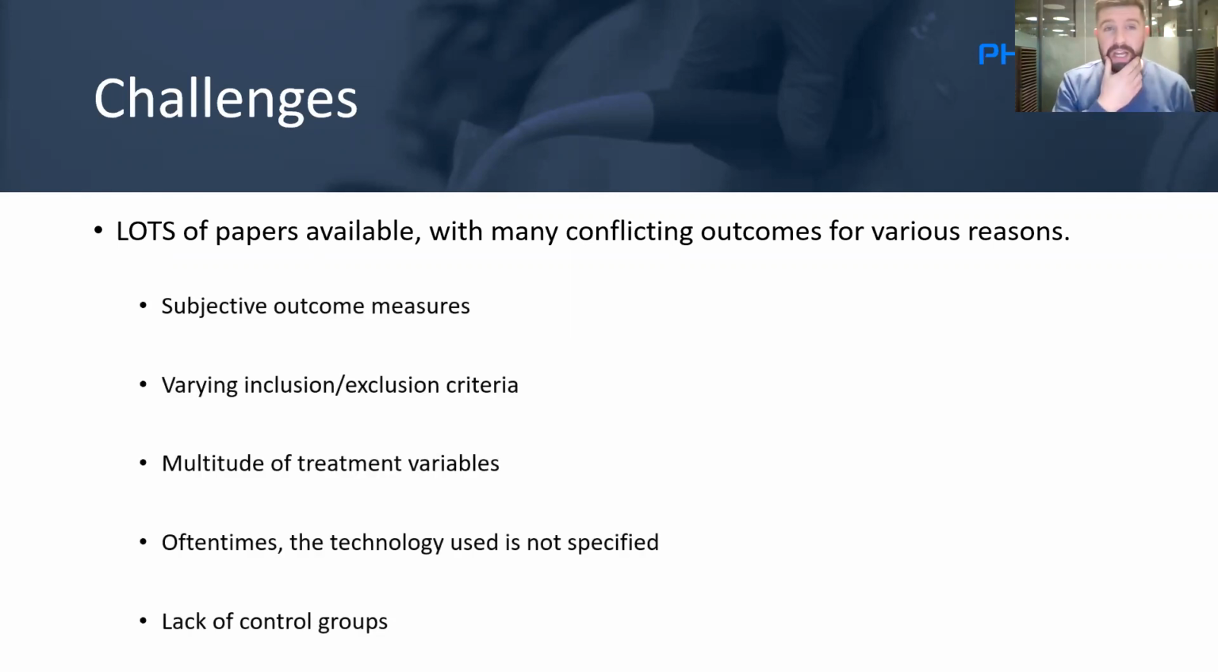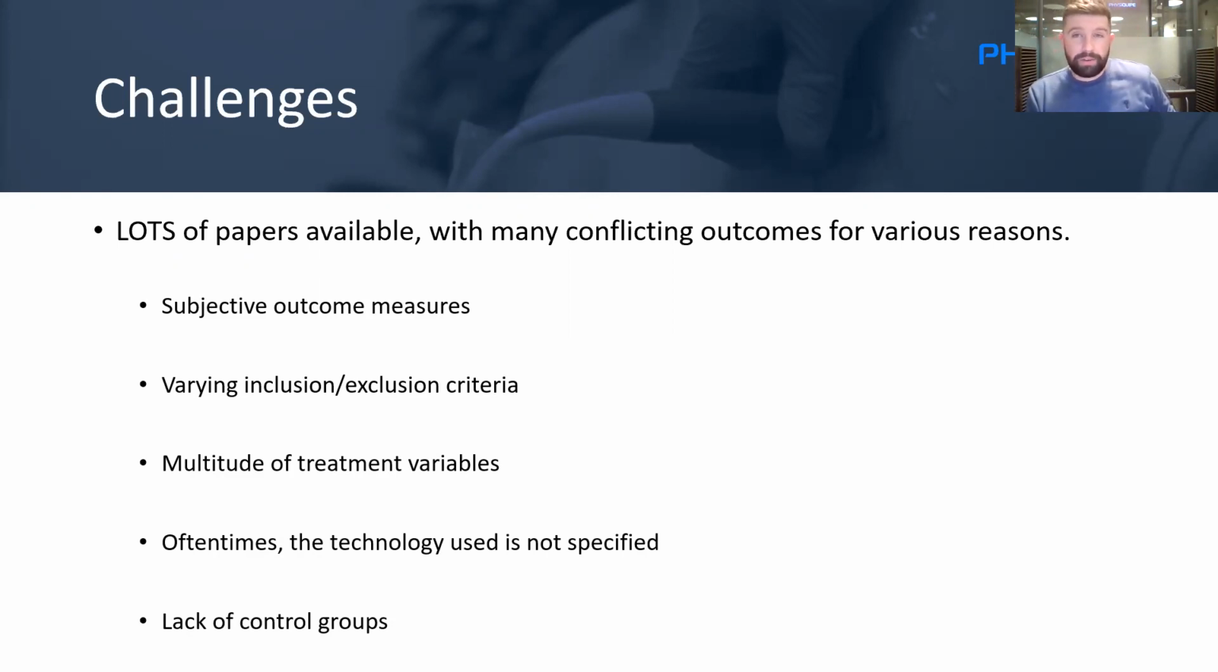Some of which we've listed here. So subjective outcome measures is one. Varying inclusion exclusion criteria is very different from paper to paper. Lots of different treatment variables, whether you're looking at hertz, the shockwave frequency, the energy levels that are selected, the frequency of treatments between each.